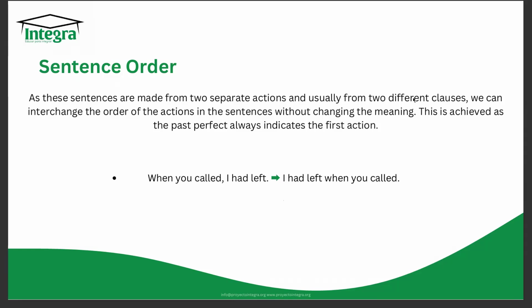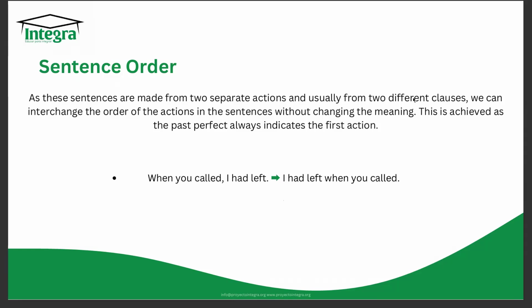And how do we know that, or why the meaning doesn't change? It's because the past perfect always indicates the first action that happened. So it doesn't matter if it goes at the beginning of the sentence or at the end of the sentence. If it's past perfect, then this was the first action. For example, when you called, I had left. So when this person called, the other person had already left the place. So what happened first? The person left, and then this other person called.